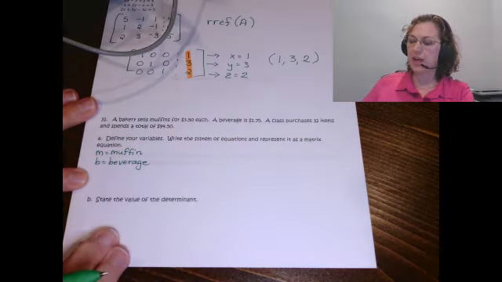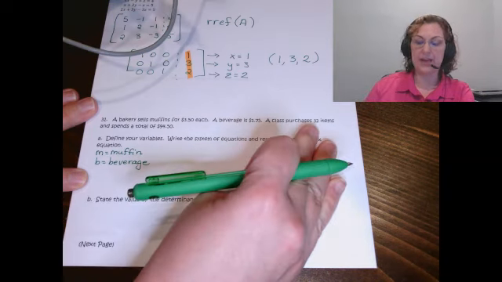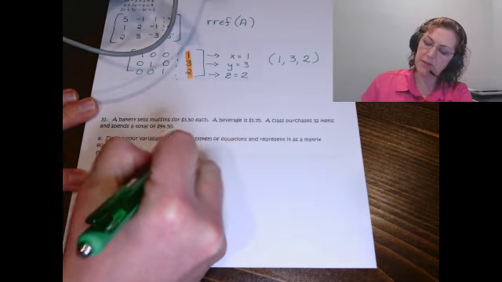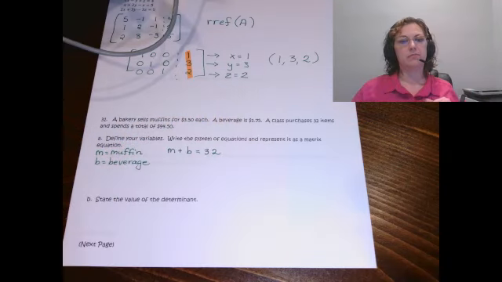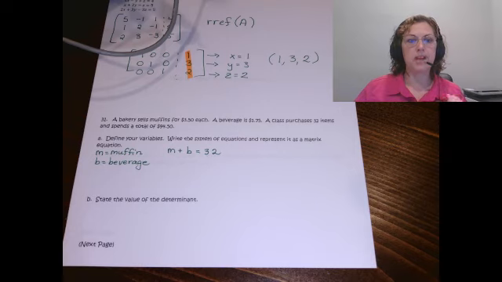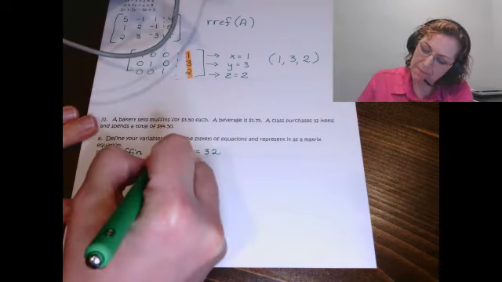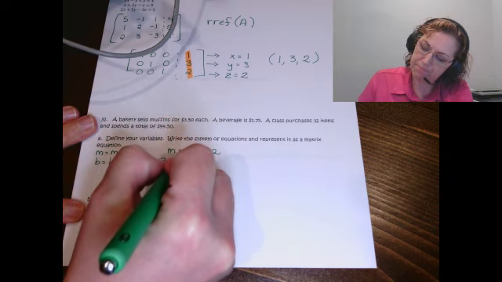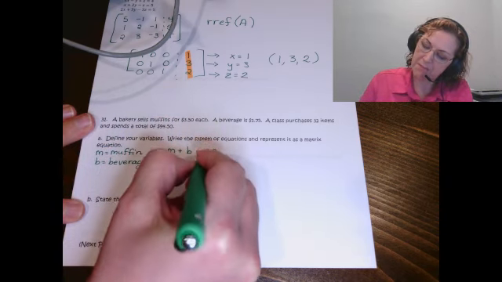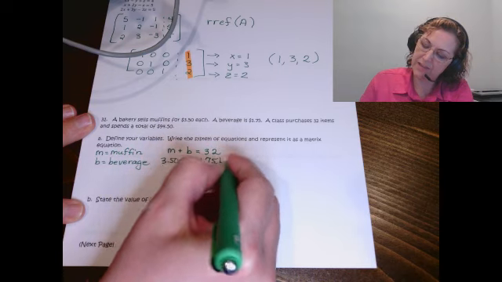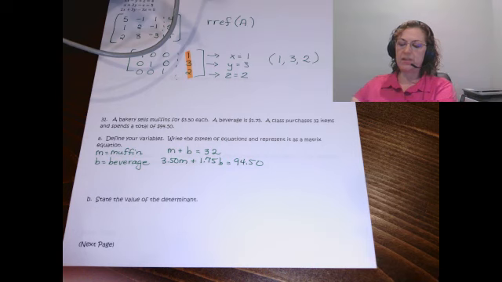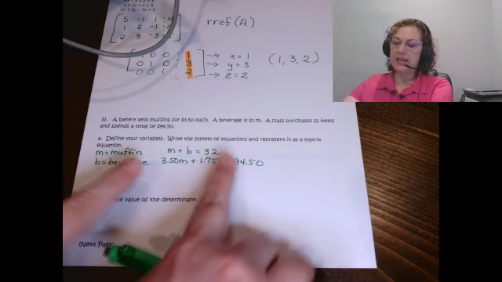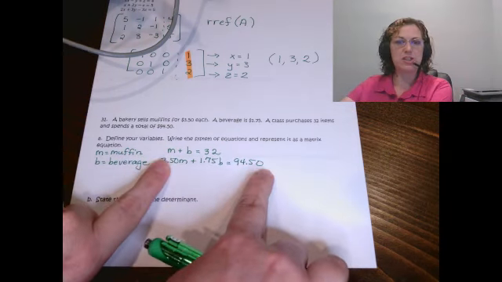So my first equation, let's deal with the 32 items. So my muffins plus my beverages have to be 32. And then the second equation, let's deal with the price. So my muffins sell for 3.50, the beverages are 1.75, and that equals 94.50. So there's my define my variables. Here's my write my system of equations.